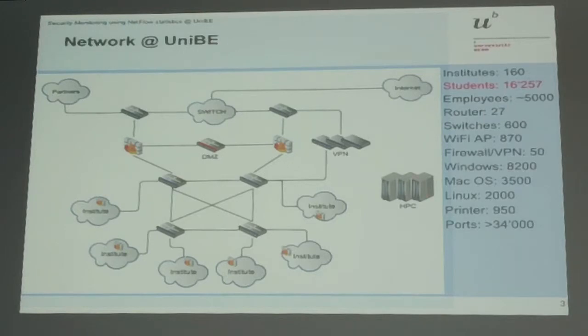The HPC cluster is in the core. You see some numbers: students and employees together are 16,000 people, about 22,000 on the network, and many devices, routers, switches. So it's a huge network. It's heterogeneous, which is a second problem.